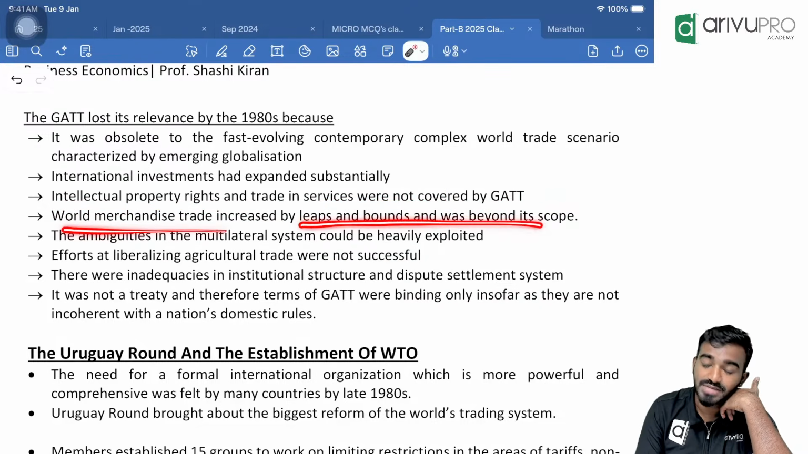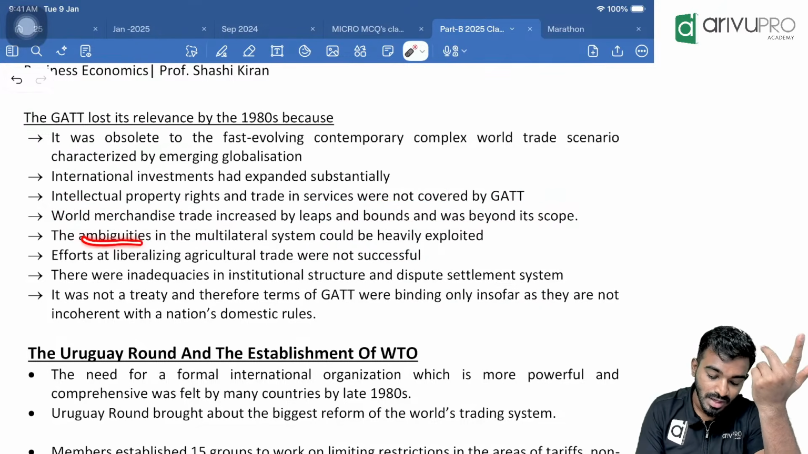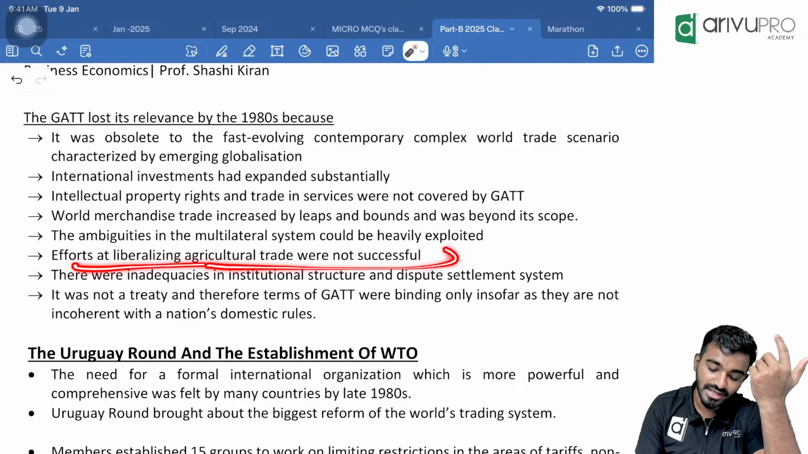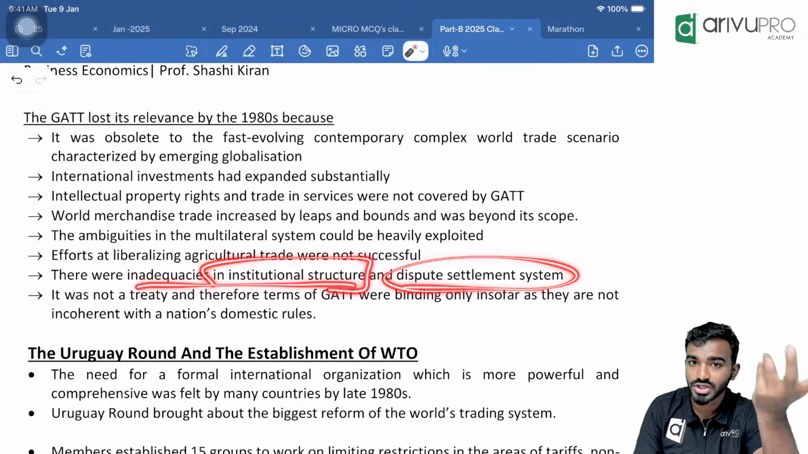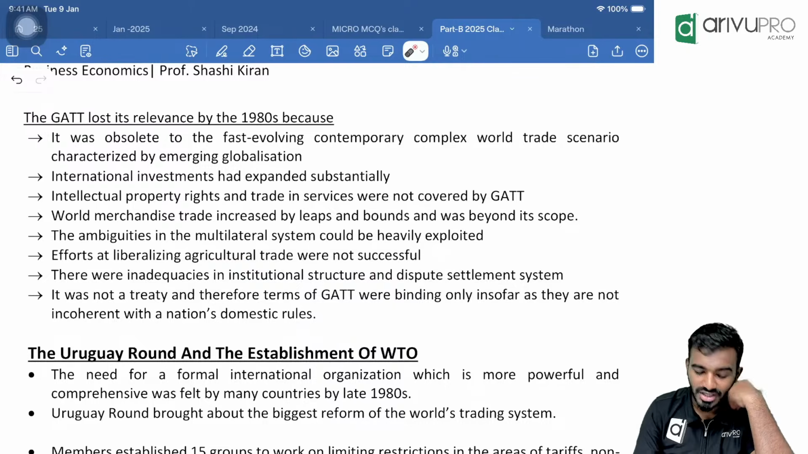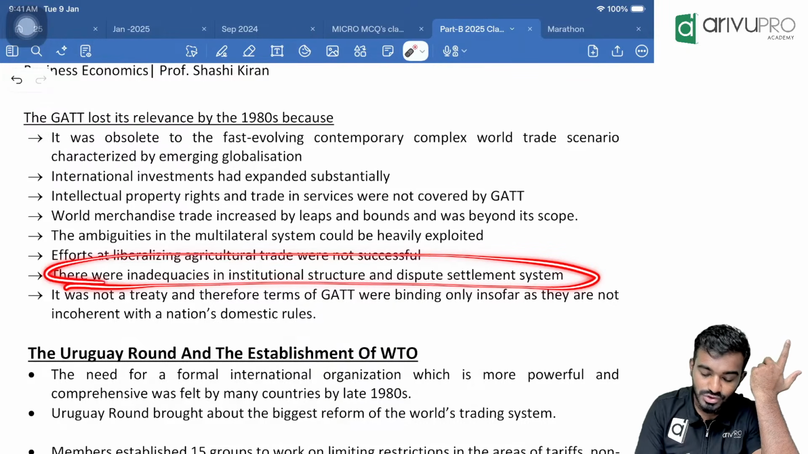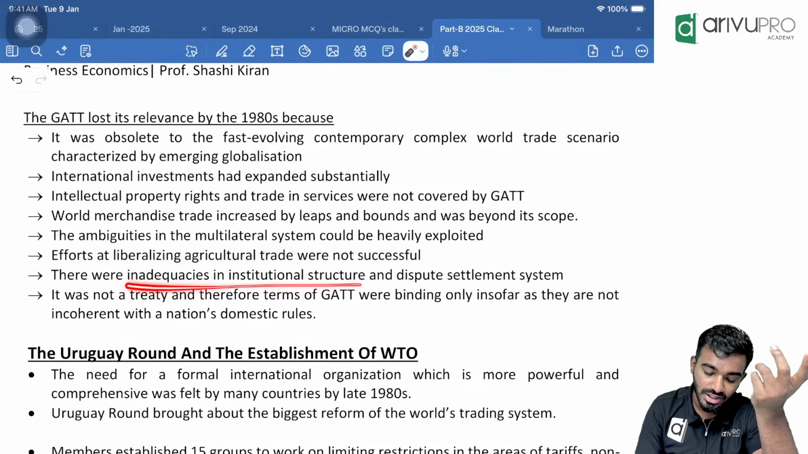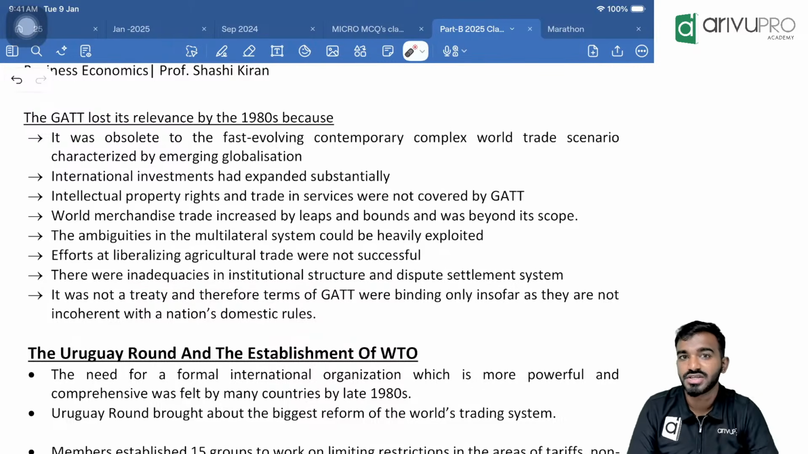World trade increased by leaps and bounds. It went beyond the scope. Ambiguity, that is loopholes, were heavily exploited in the GATT, and efforts to liberalize agriculture were not successful. There was an inadequate institutional structure and dispute resolution system. If there was any dispute between member countries, there was no forum to settle it, and a proper institutional structure was not there.